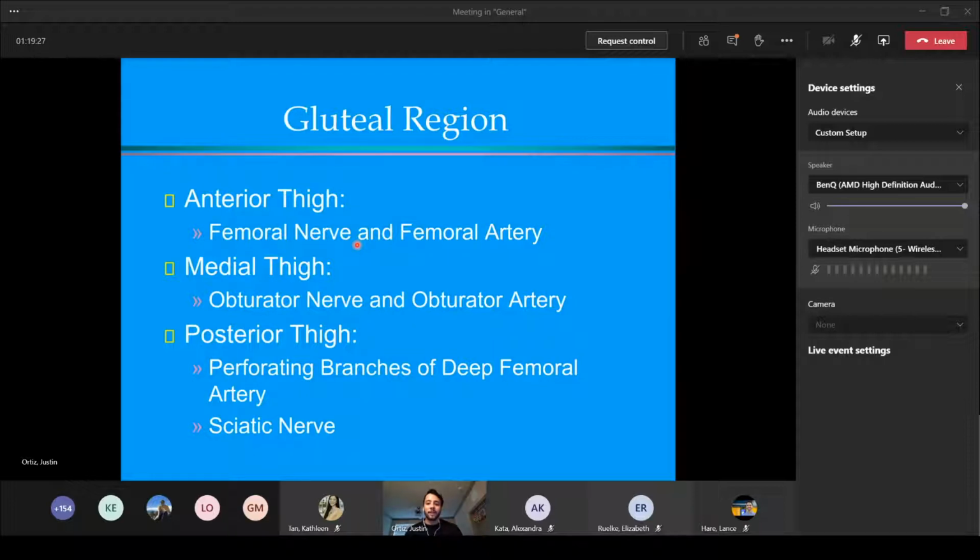That's almost the same thing as the arm. Remember we talked about the posterior side of the arm being deep brachial artery. It's the same thing with the leg: deep femoral artery. A lot of things relate to each other in regards to where they supply. So it's perforating branches of deep femoral artery for the posterior side, and then sciatic nerve as well. I'll be putting this throughout the lectures, just to remind you quickly about what's going on.